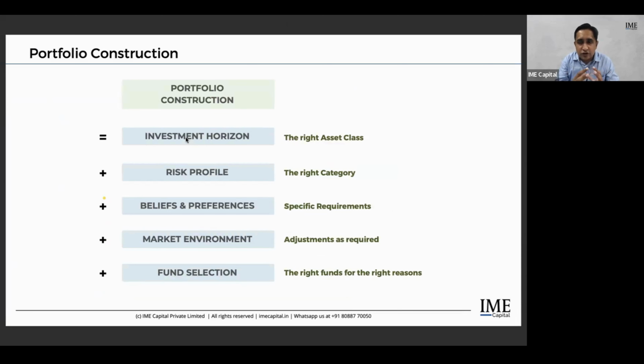Portfolio construction is driven by this investment mandate process, where the investment horizon determines the asset class and the risk profile determines the category. You take into account the beliefs and preferences, a very clear fund selection methodology to identify the funds, and make whatever adjustments are required based on the market environment.